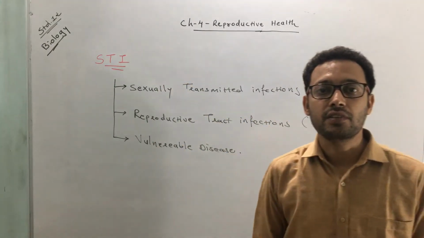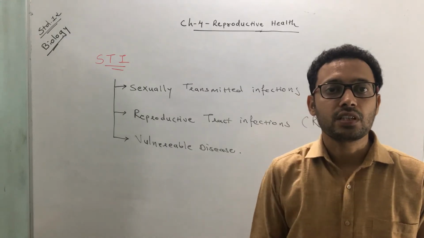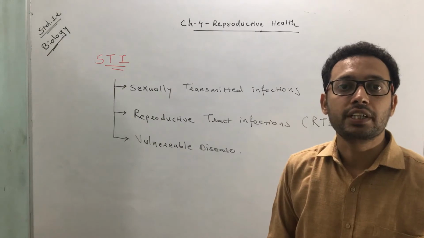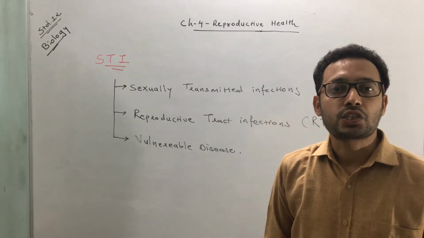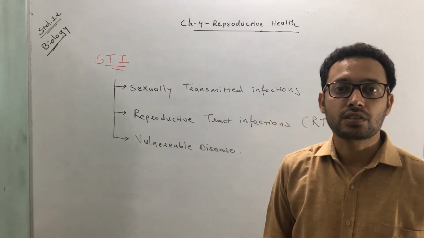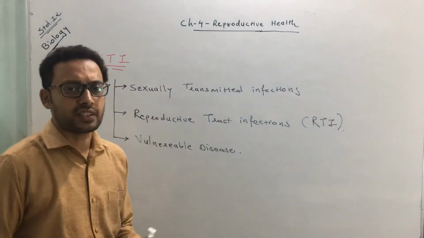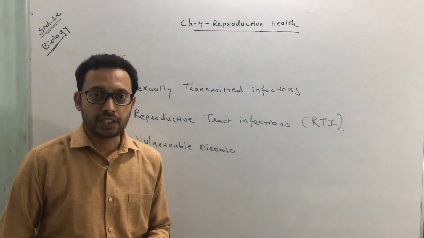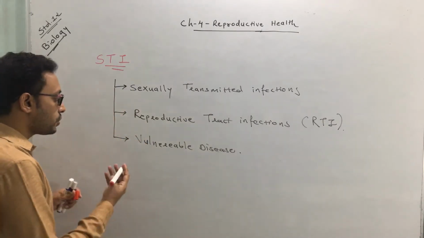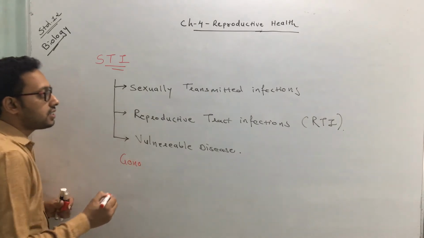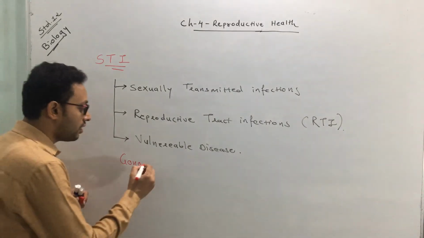Now what is the definition of this sexually transmitted infection? The infections or the diseases which are spread through sexual intercourse are called sexually transmitted infections. There is a variety of infections that are spread through it. So what are the usual infections that occur? These are the names of diseases which are sexually transmitted infections.